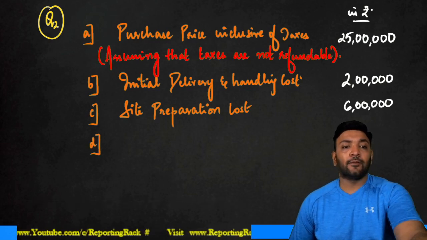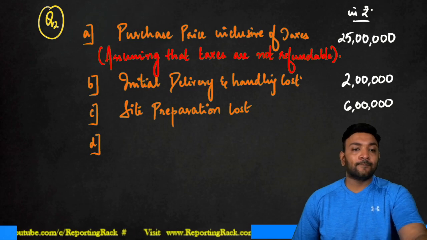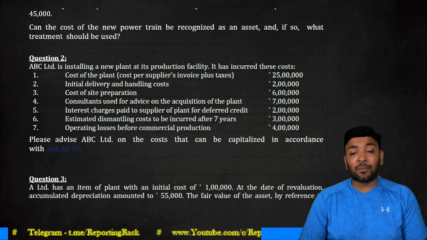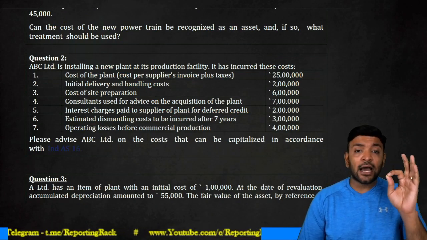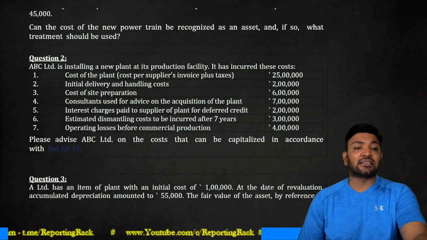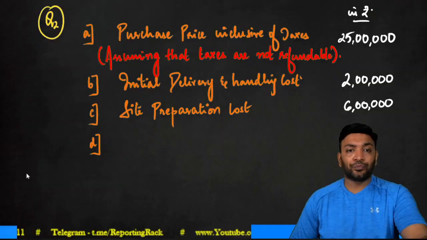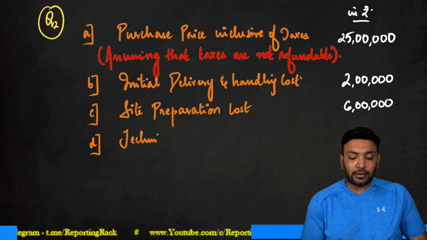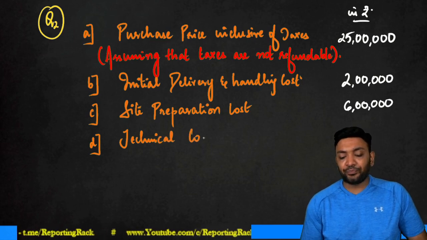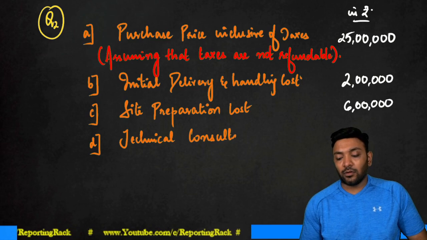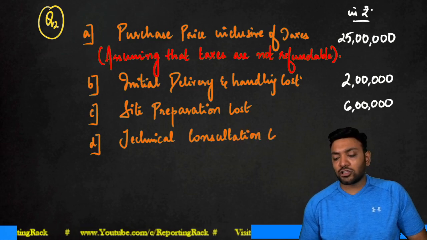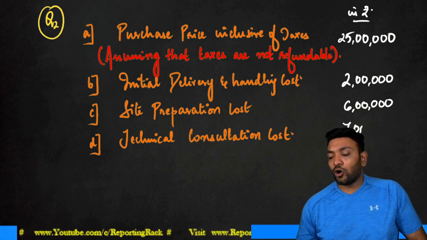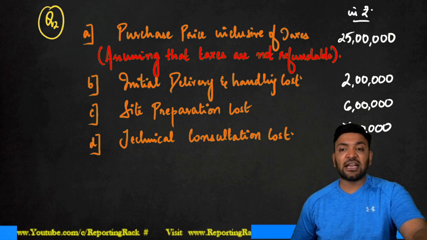Part D. Next inclusion: consultation for acquisition of the plant, 7 lakhs. It is technical advice, 100% to be included into the cost of the asset. Technical consultation cost of 7 lakhs also supposed to be included into the cost of the asset. No doubt about this.